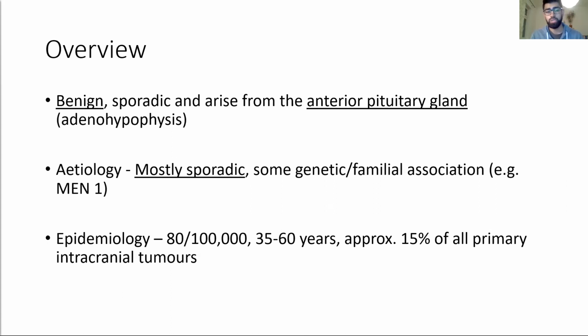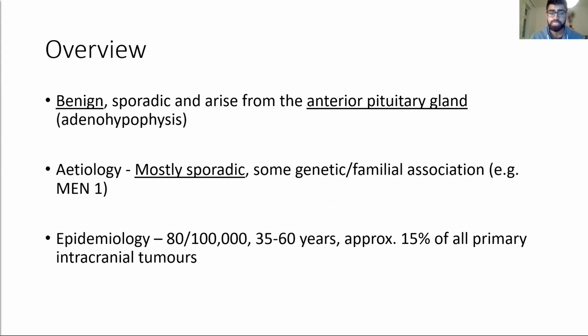In terms of etiology and a bit of information about the epidemiology, like I said, it's mostly sporadic. Clear linkages haven't been found, but there is some evidence showing familial predisposition or association with certain syndromes, for example, multiple endocrine neoplasia type 1.